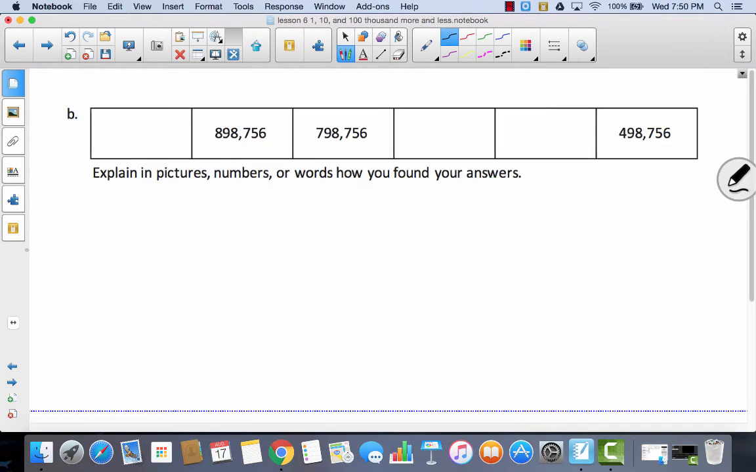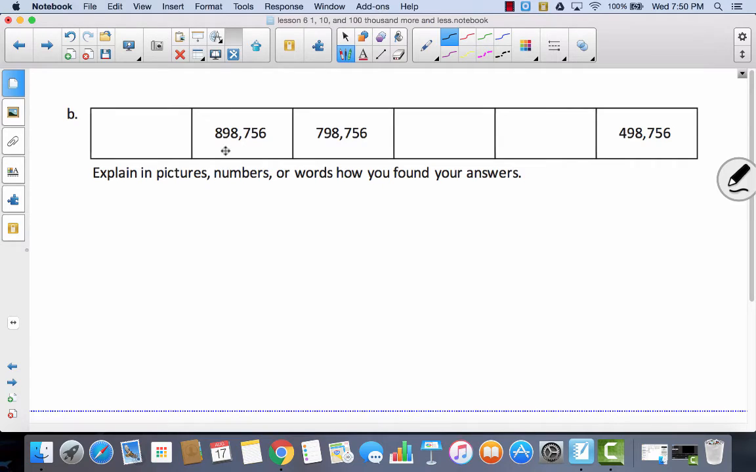Okay, so this time, let's look at the numbers. We're looking for patterns. How are these numbers the same? And how are they different? Well, I noticed that the last five digits are the same in all of these numbers. The only place that's changing is the largest place, which happens to be the hundred thousands.